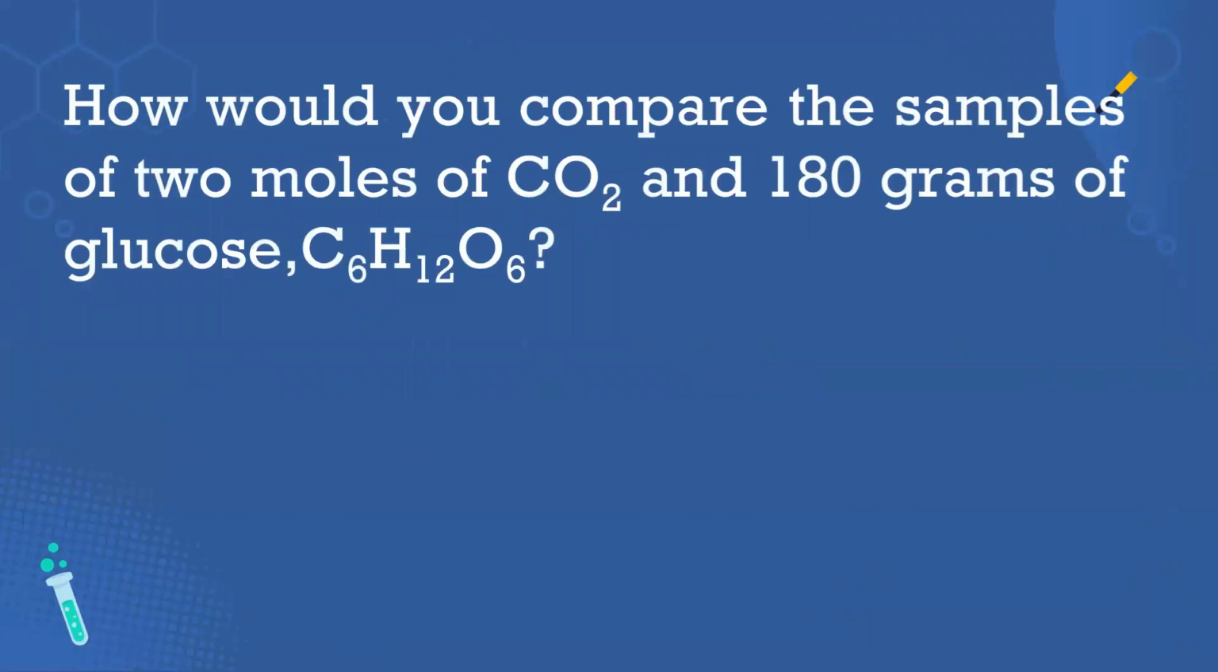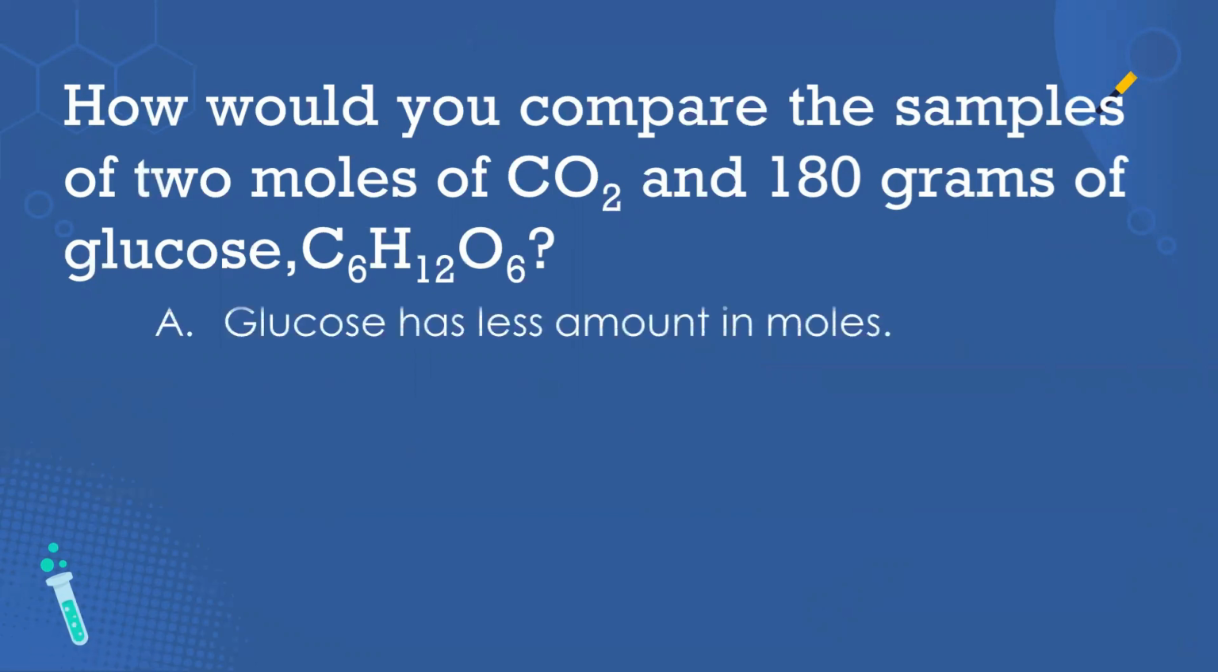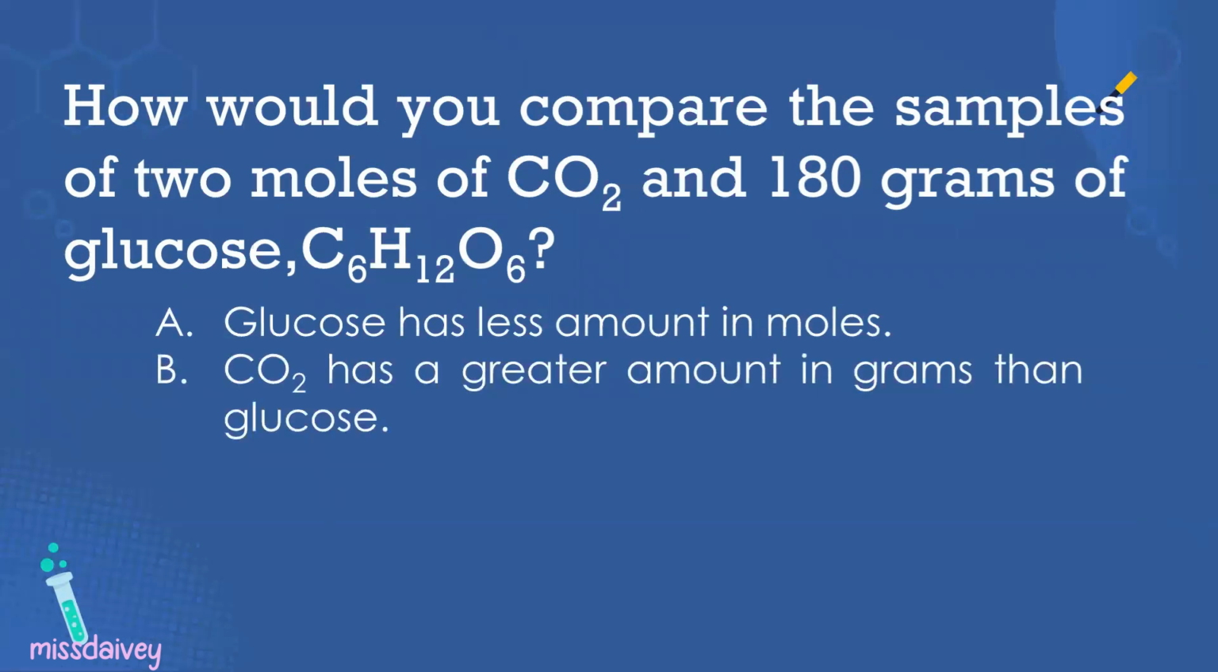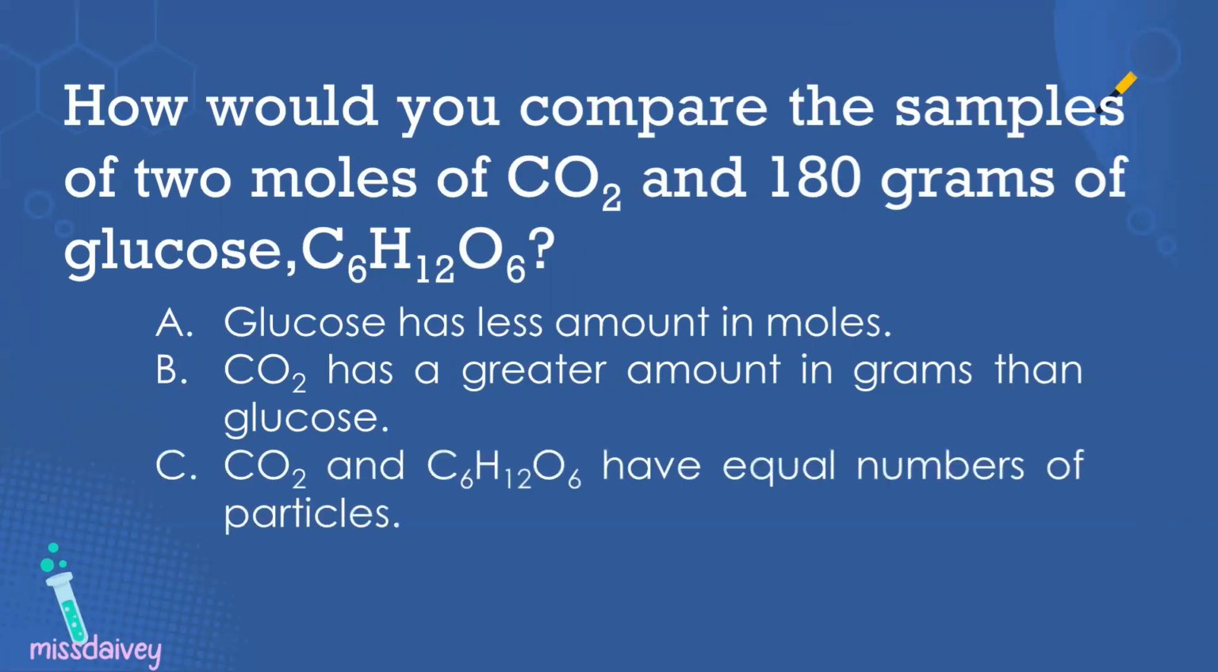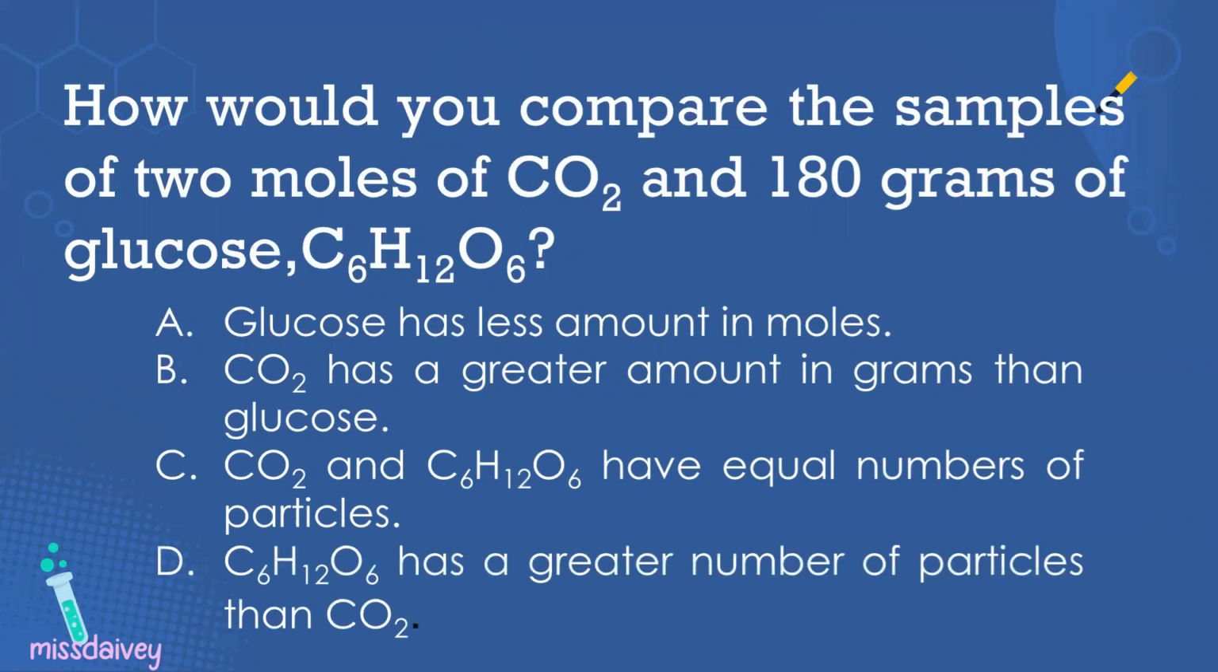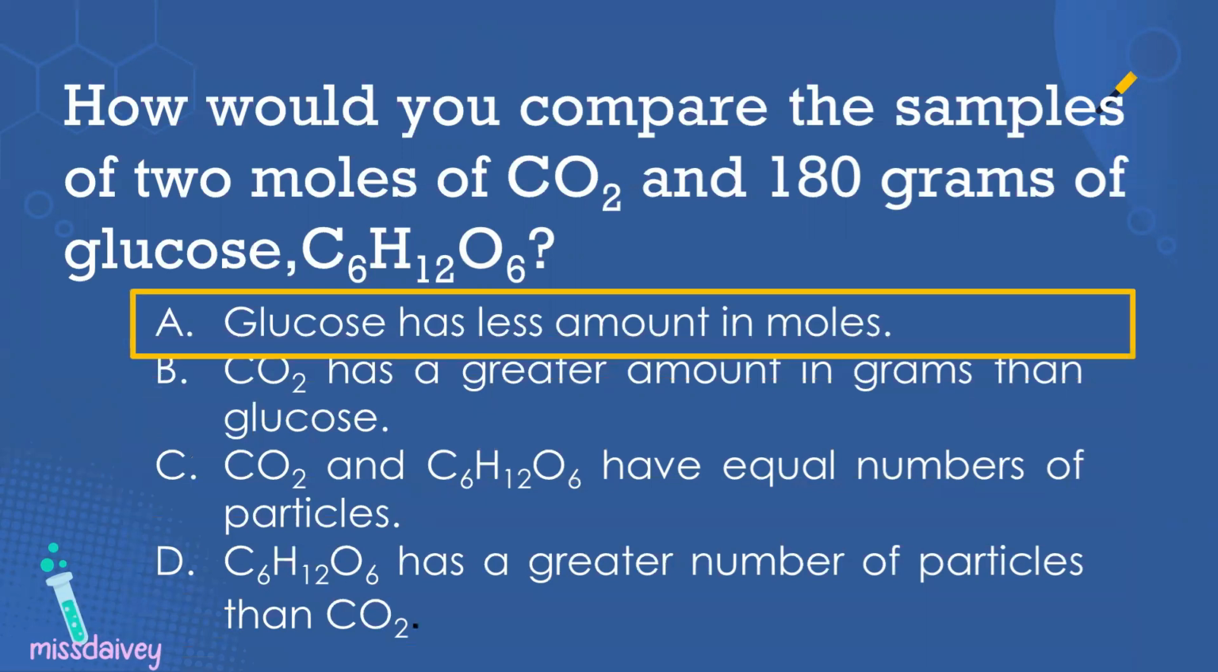How would you compare the samples of 2 moles of CO2 and 180 grams of glucose, C6H12O6? A, glucose has less amount in moles. B, CO2 or carbon dioxide has a greater amount in grams than glucose. C, CO2 and C6H12O6 have equal numbers of particles. Or D, C6H12O6 has a greater number of particles than CO2. The correct answer is A. Glucose has less amount in moles.